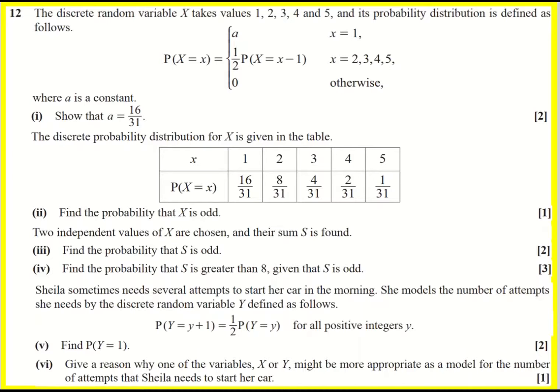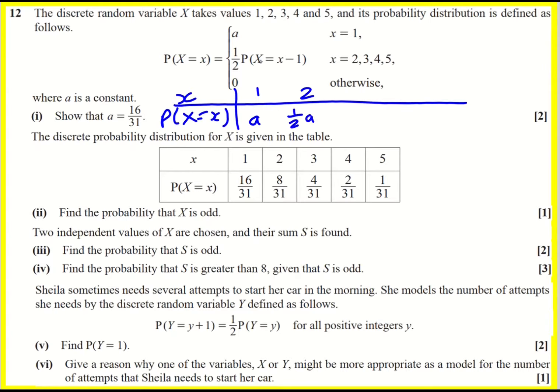A discrete random variable x takes values 1, 2, 3, 4, and 5, and its distribution is defined as shown. So I'm going to draw it in as a table, which they do below, but I just think it helps here anyway. So when x is equal to 1, we get A. And then when x is 2, the probability that x is equal to 2 is actually equal to a half times the probability that x equals 1. And that is carrying on: when you put 3 in, the probability that x equals 3 is half the probability that x equals 2. So it's going to be a quarter A, and this follows an eighth A and a 16th A.